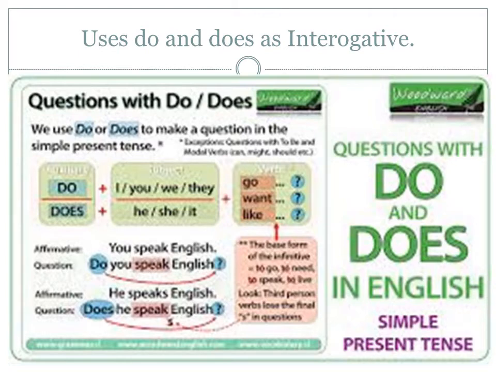Now, uses of do and does as interrogative. Questions with do and does. We use do or does to make a question in the simple present tense. For example, auxiliary verb do or does, then subject I, you, we, they, he, she, it, and then the first form of the verb. Here is an example. The affirmative sentence is you speak English, but I want to make it interrogative. Then we use the auxiliary verb before the subject. Do you speak English? Same with he speaks English, but we use does with third person singular. Does he speak English?